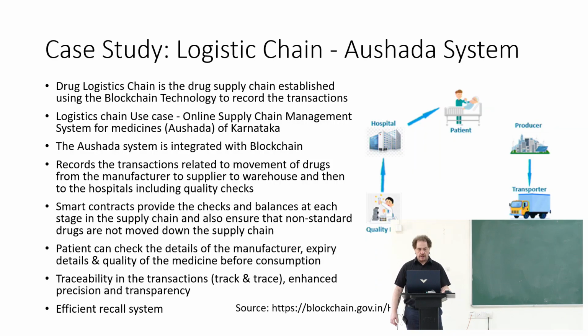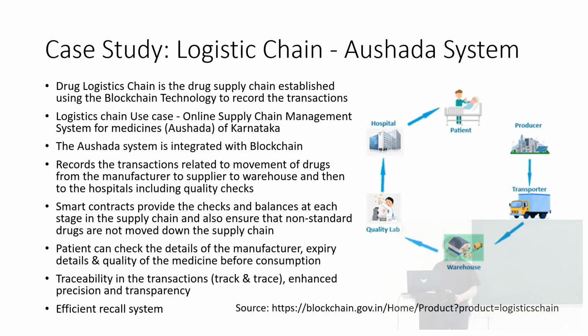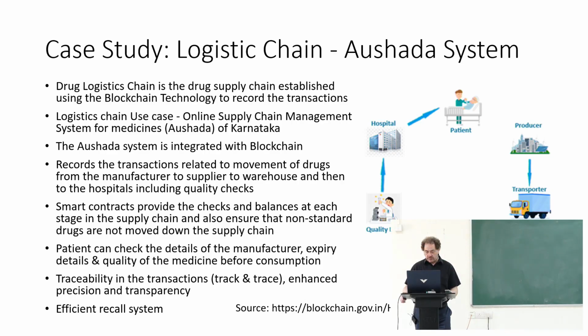The next case study I'm going to mention is a logistic chain, and not just any logistic chain. It's for drugs. The drug logistic chain is a drug supply chain established using blockchain technology to record the transactions. In this chain you'll have the producer, pharmaceutical producer, transporter, warehouse, quality lab, hospital, and patient. And obviously there are also pharmacies, even though not depicted here.